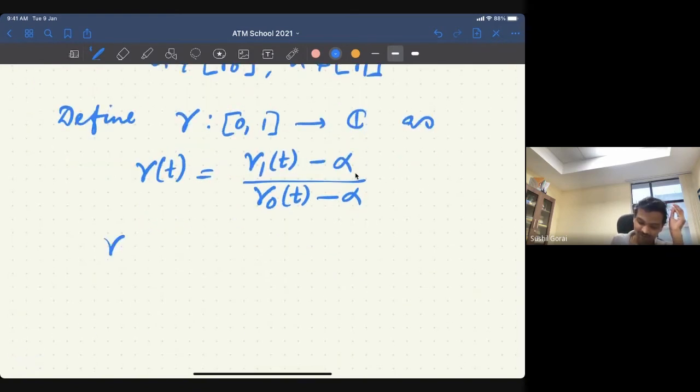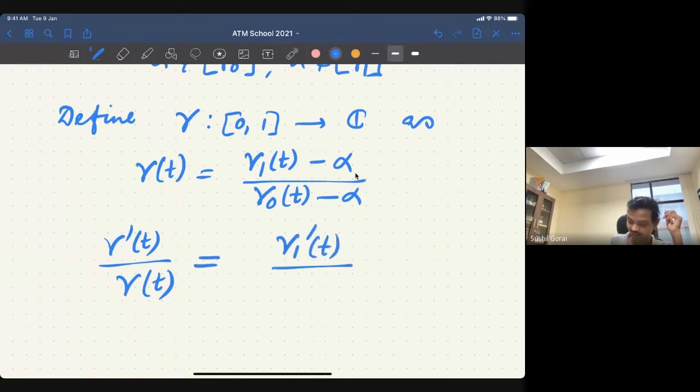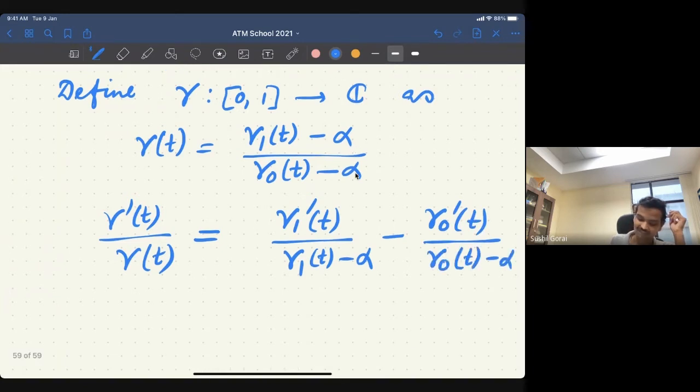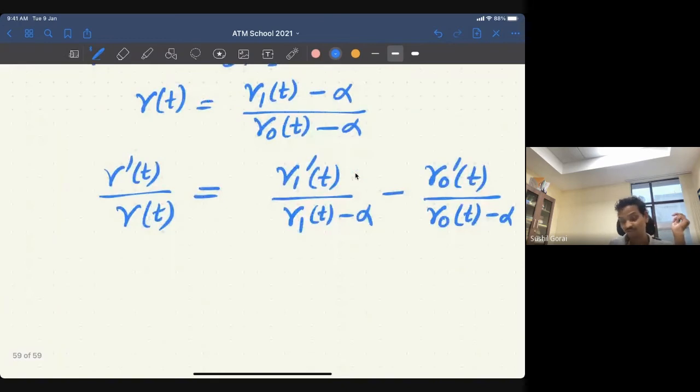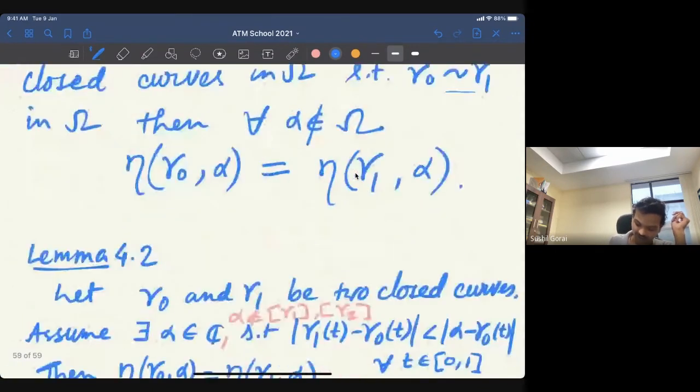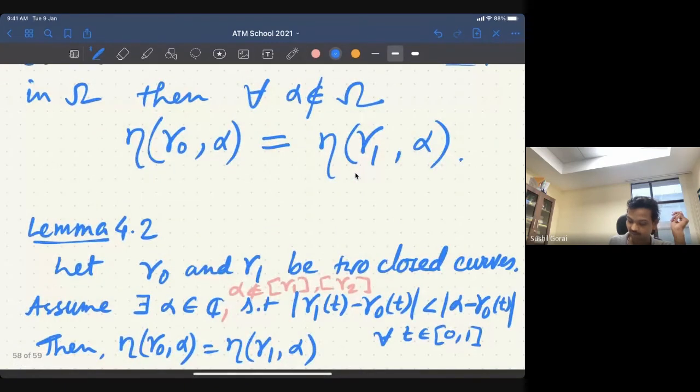Now what is gamma prime t by gamma t? Check that. This is nothing but gamma 1 prime t by gamma 1 t minus alpha, minus gamma naught prime t by gamma naught t minus alpha. So the previous argument gives you that this integration is 0. Why? The condition. What condition do I have? I have this one, right? This one.